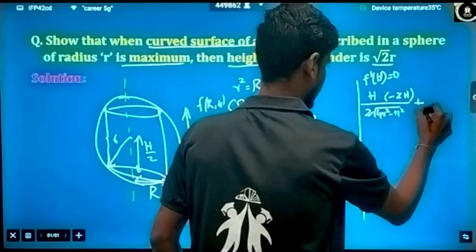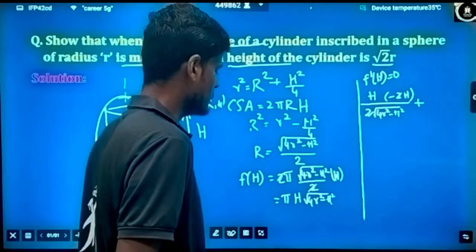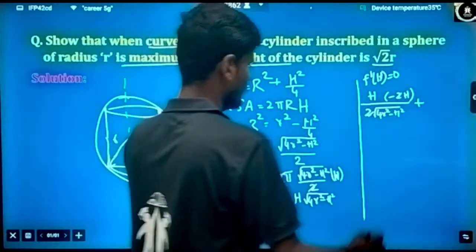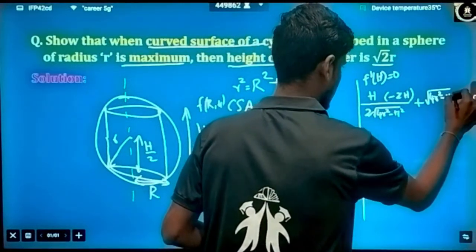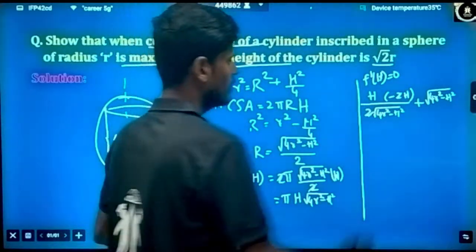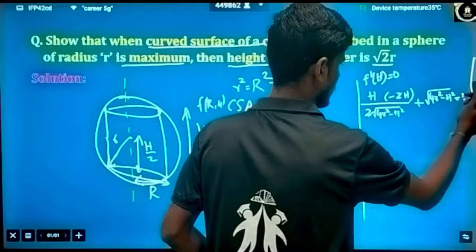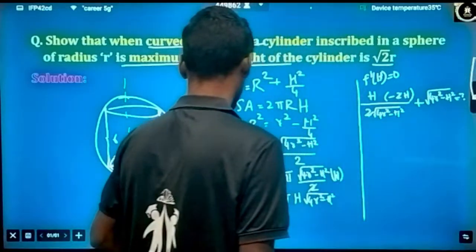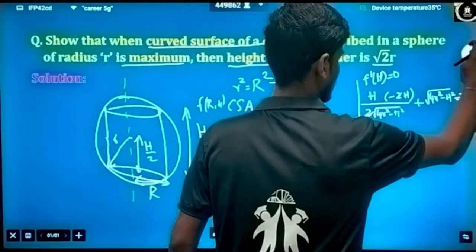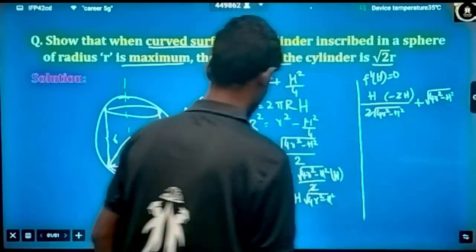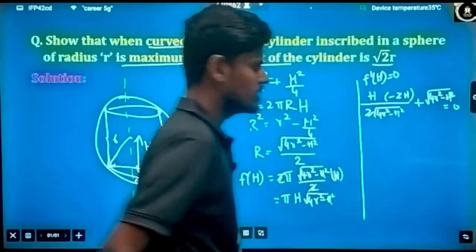Next, plus, again write the remaining. Differentiation of h is as it is 1, we will have square root of 4r square minus h square. Pi is common for both. When we equate to 0, we don't need to care about that. Okay, this value is equal to 0.